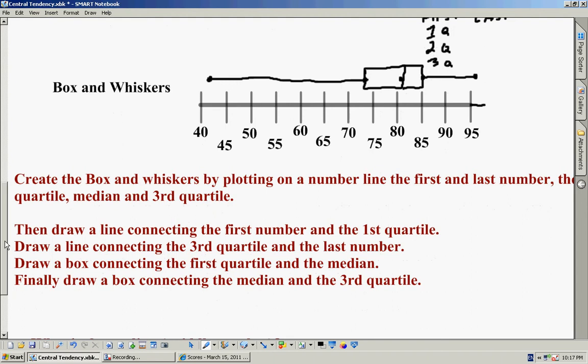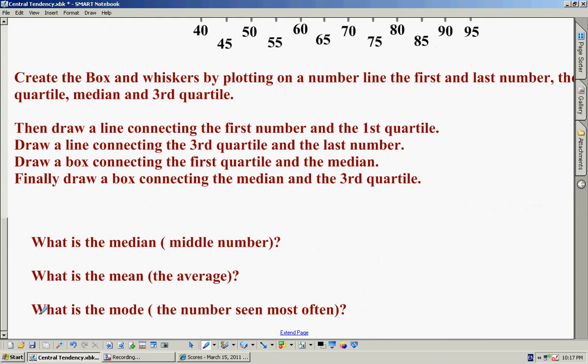So let's get down here to the bottom and let's figure out these. What is the median? The middle number. We've already got that. We know that is 80.5 because that was one of our earlier numbers we were needing.